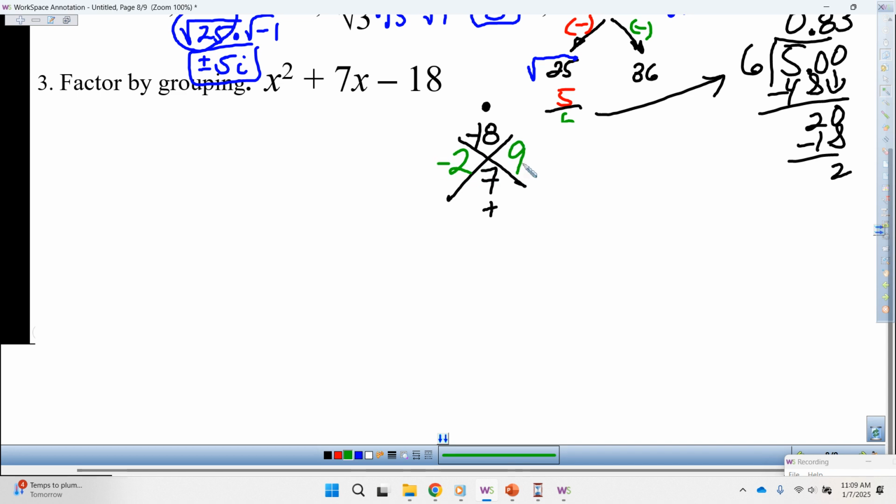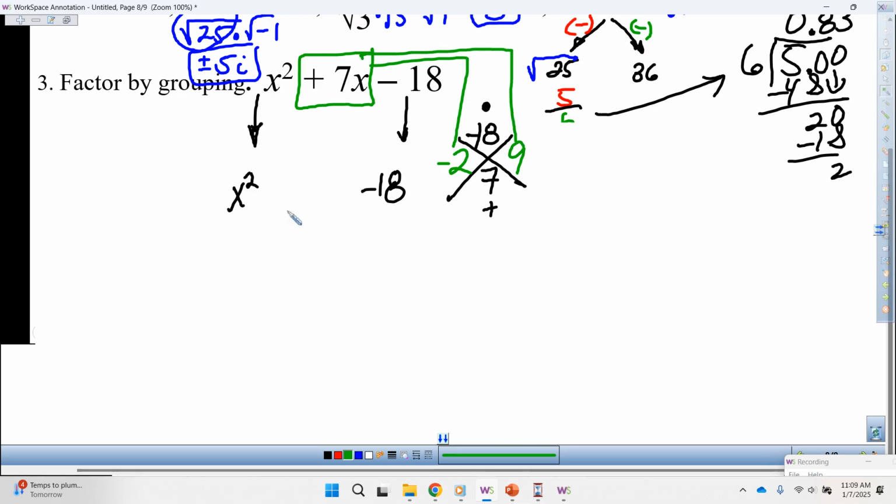Negative 2 and 9. All right. So now that we have those, here goes the process for grouping. Bring down the first term, which is x squared. Bring down the last term, which is negative 18. And instead of bringing down the 7x, look up, we're going to replace 7x with the negative 2 and the positive 9. So that becomes negative 2x, positive 9x.